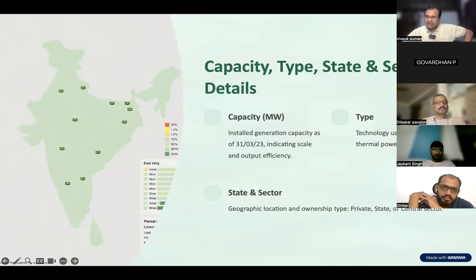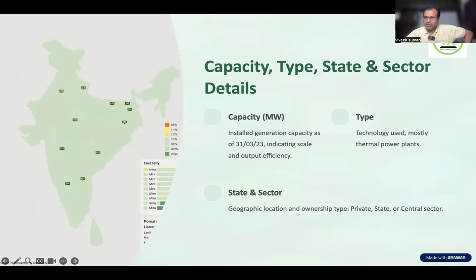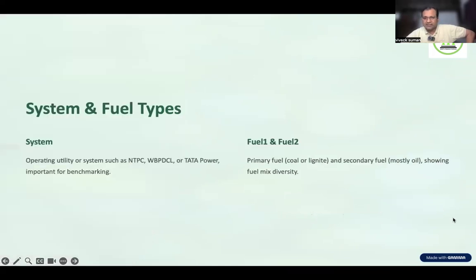What was it designed for and how much is the current output? Technology used is critical data, which will be reflected in the type of the thermal power plant. State and sector give you the geographic location of that particular thermal power plant and the ownership as well, like private, state or central sector. System and fuel type indicate how dirty that business is. So operating utility systems such as NTPC, West Bengal PDCL, Tata Power are important for benchmarking purposes. It is mostly for carbon accountants a usable document rather than for benchmarking, but sometimes you can check. Fuel 1 and fuel 2, there are 2 types of fuels.